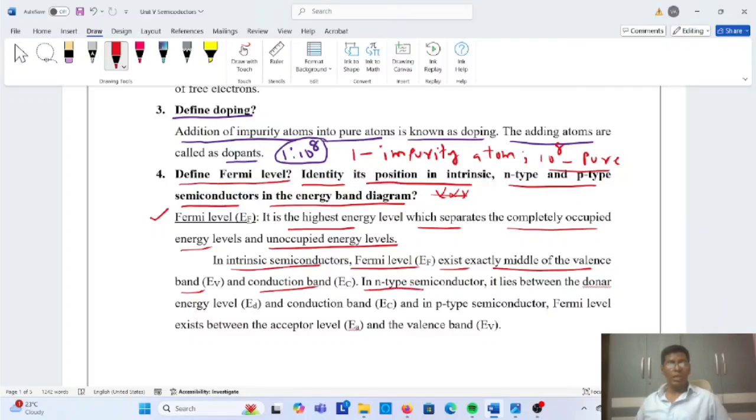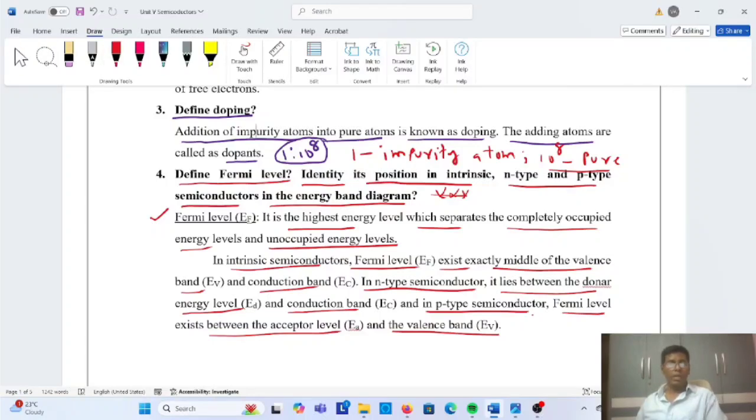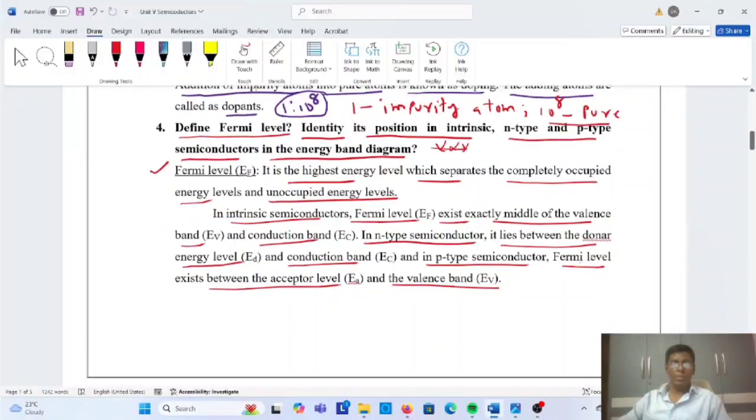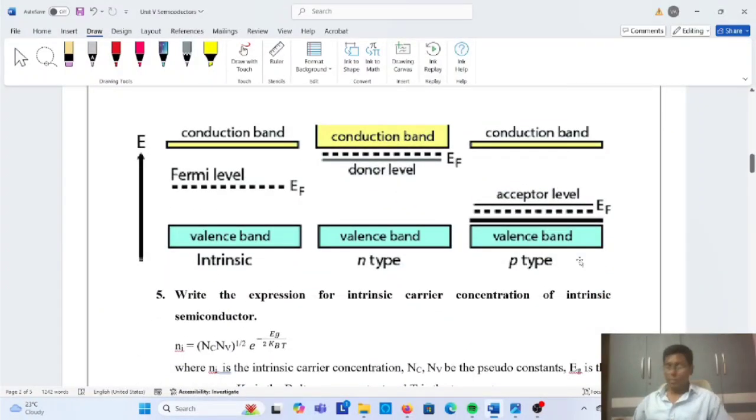Now coming to the N-type semiconductor, the Fermi level is present between the donor level and the conduction band. Whereas in the P-type semiconductor, the Fermi level is present between the acceptor level and the valence band. This is about the position of the Fermi level in intrinsic, N-type and P-type semiconductors. Now we can locate this Fermi level position in the energy band diagram.